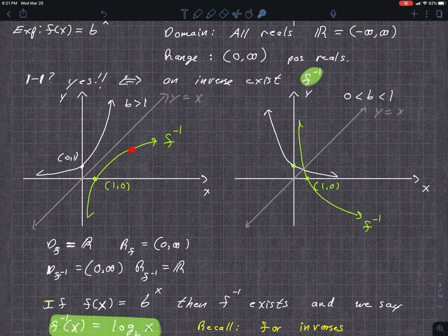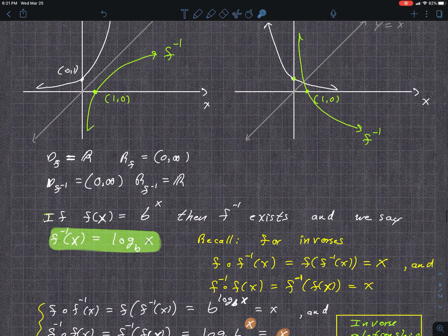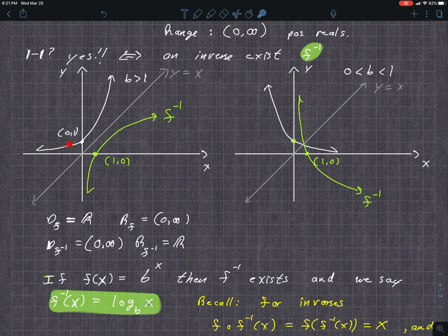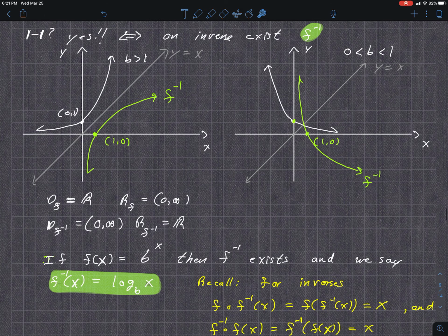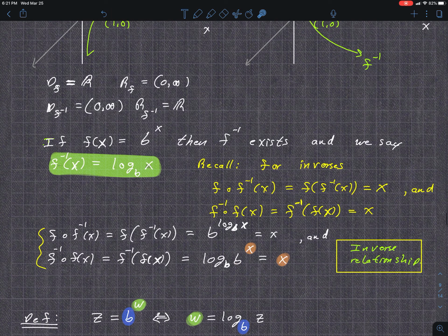Okay, and we actually know what it looks like. It's reflected about the line y equals x, like this. So we know the graphs of each, and they exist. And we also know the domain and range, right? The domain of an exponential is all reals, and the range is positive reals. So the domain and range of its inverse must be switched, and you can see that with the graph itself. So we talked about that.